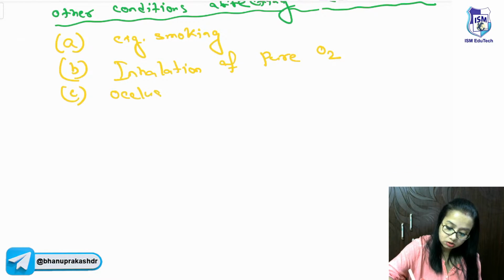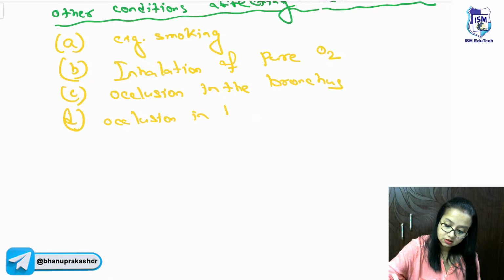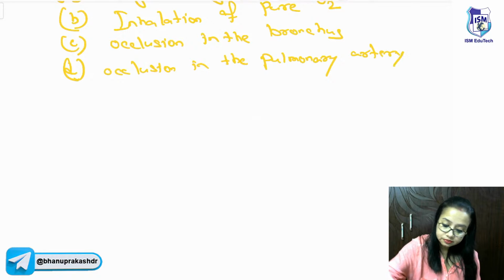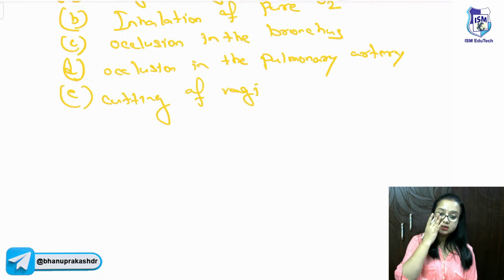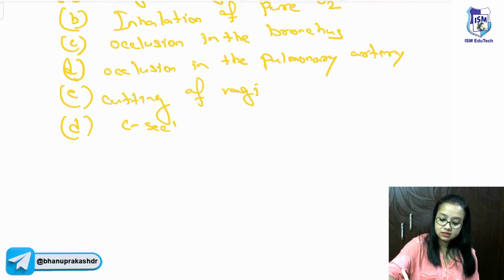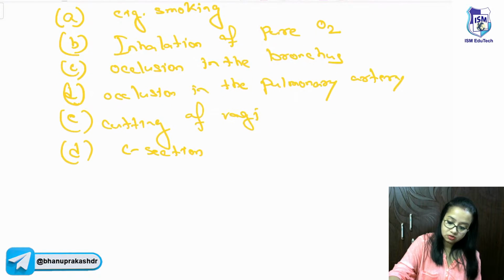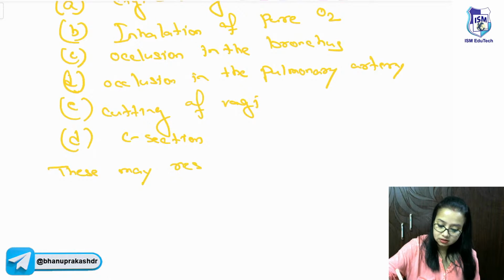then occlusion in the bronchus, or occlusion in the pulmonary artery, cutting of vagus, if both the vagus are cut, or C-section. Cesarean section sometimes may lead to respiratory distress syndrome, which is also called hyaline membrane syndrome, resulting in the atelectasis. These conditions may result in atelectasis causing respiratory distress syndrome.